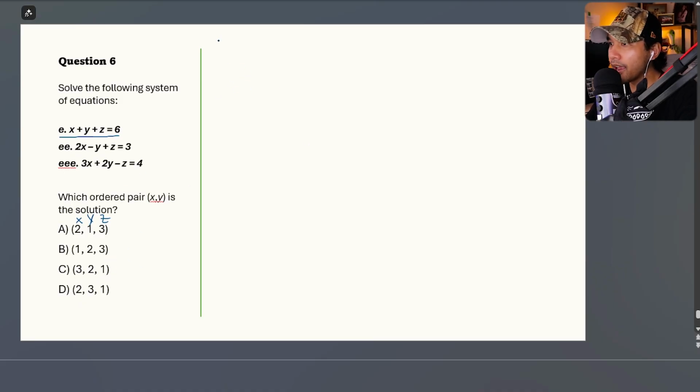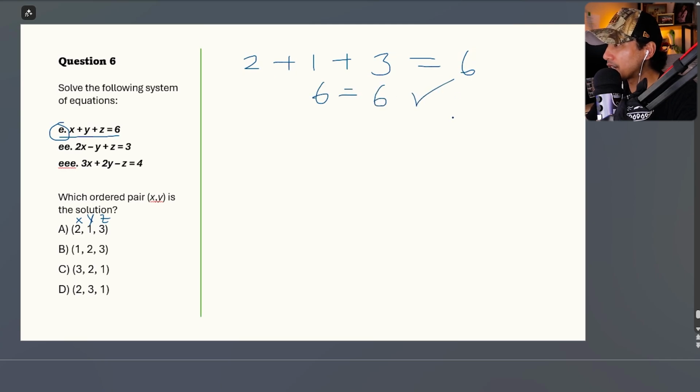right? Let's just try A and plug it into the first equation, right? And we get 2 plus 1 plus 3 equals 6, and that's 6 equals 6, and that checks out, and that's good to go. So let's go ahead and plug it into the second equation now.